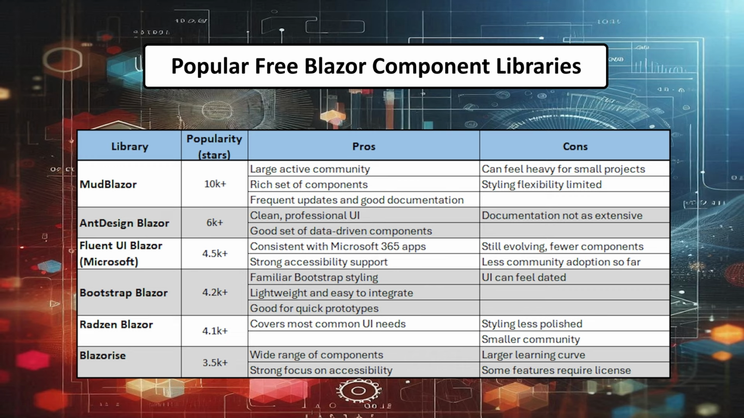Next is Ant Design Blazor with a professional UI and a good set of data-driven components. This library is very popular with enterprise applications. However, it is not well documented. Fluent UI adopts the familiar Microsoft 365 look and feel, but it's still evolving. Then there's Bootstrap Blazor. It's lightweight, easy to integrate and use, but its styling can feel a bit dated.